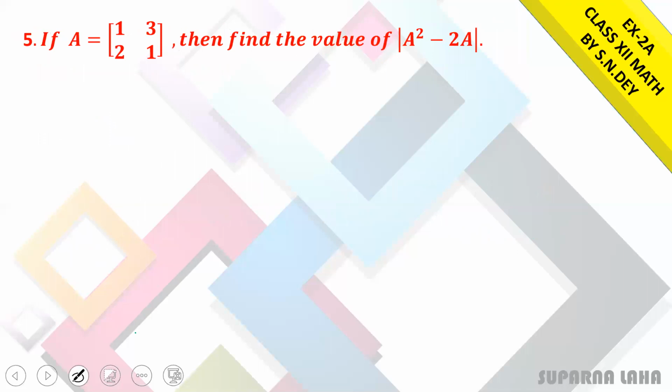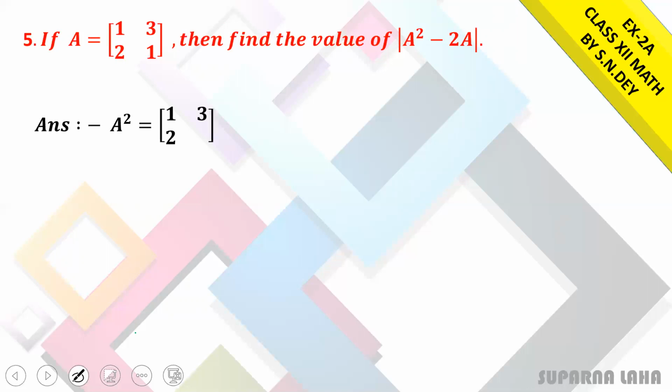So there is question number 5. If A is a 2 by 2 matrix given as 1, 3, 2, 1, then find the value of the determinant of A square minus 2A. So firstly, you need to find the value of the matrices A square and 2A. Then just put the values and find the determinant.